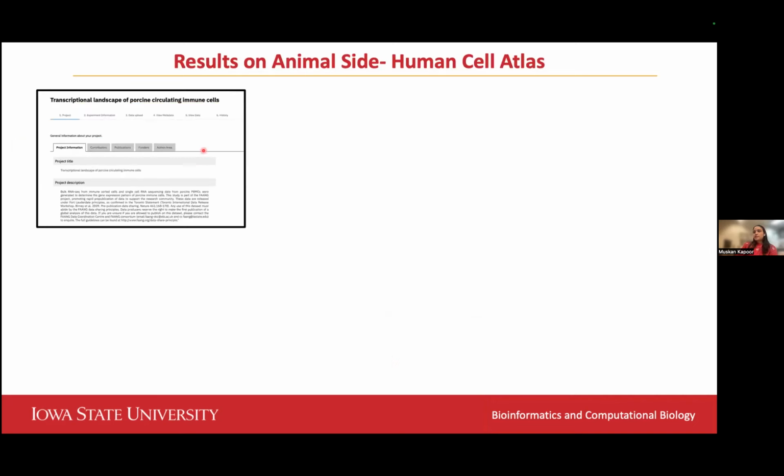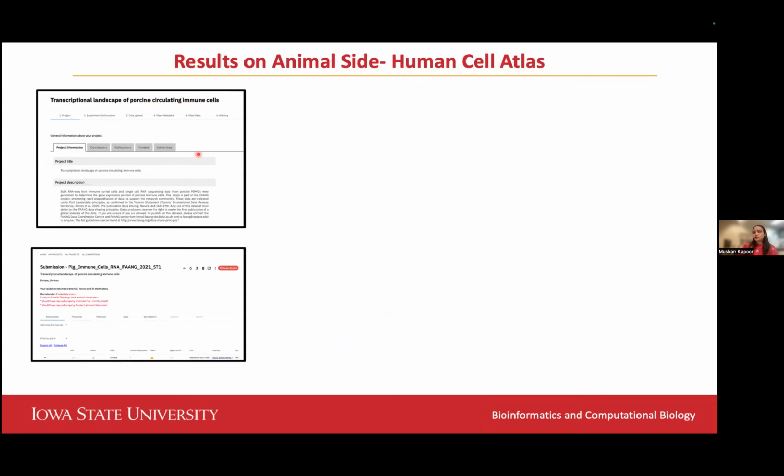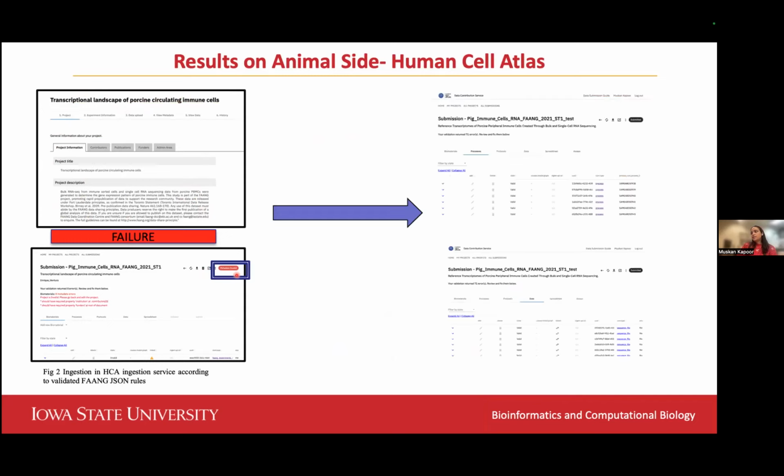So this is a project information tab where it is done by the HCA DCP ingestion service. This was a failure because the metadata was invalid. And when we ingested and validated these files according to the HCA schema, we can see the files are submitted and it was a success, and all the processes, the sequence files, are loaded along with the data.